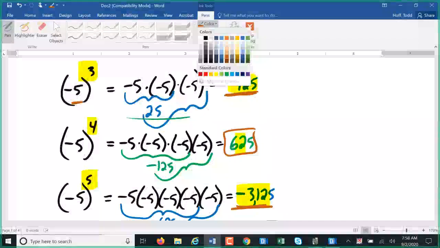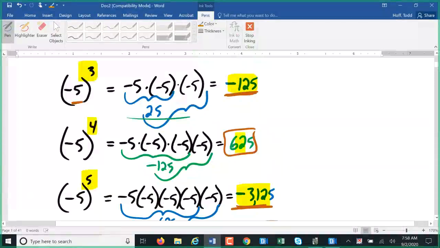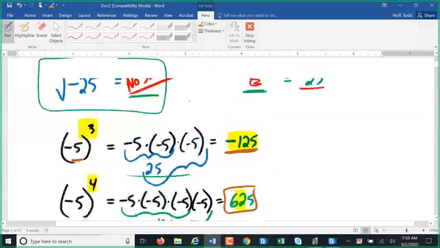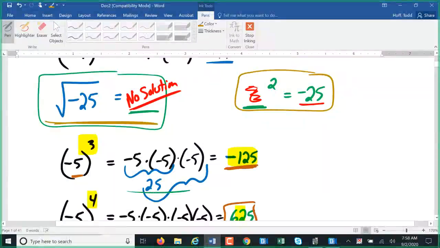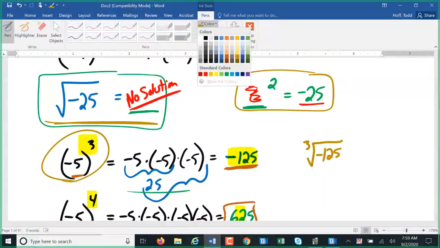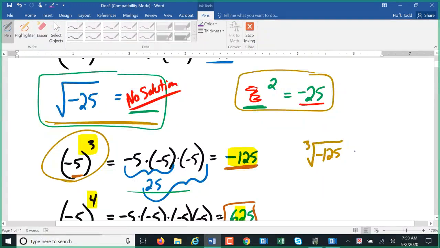Now, the consequence of that is when we go to do our roots. We saw up here that there was nothing that I could square to get negative 25. So the square root of negative 25 could not be done. However, the third root of a negative 125, we just saw right here that negative 5 to the power of 3 is a negative 125. So the third root of a negative 125 is just a negative 5.